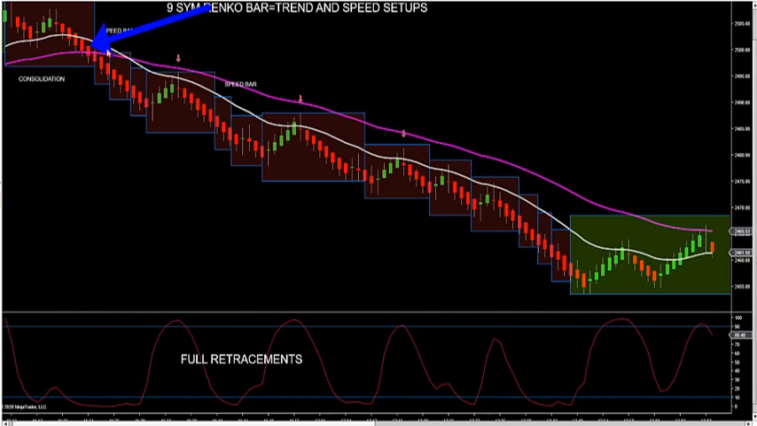So this is consolidation before continuation, all right? So you consolidate before the continuation. Now what we can do is show you on the retracement how to set this up. Well, let me go through this. So what you wanna do is you wanna see consolidation before continuation.